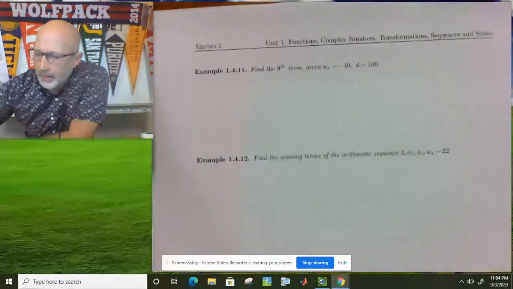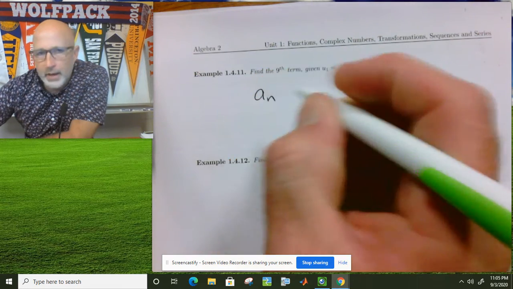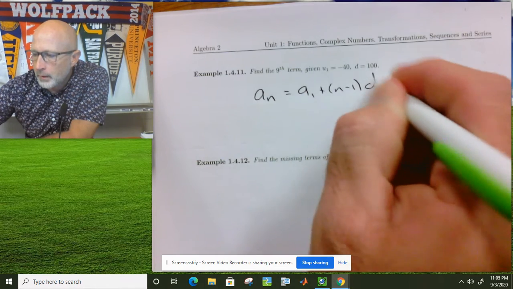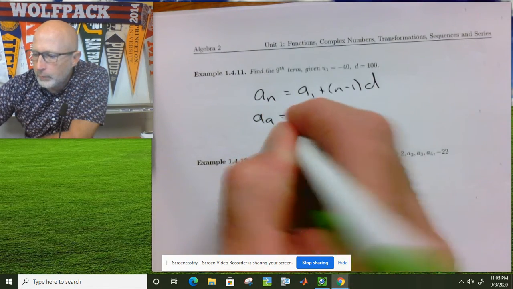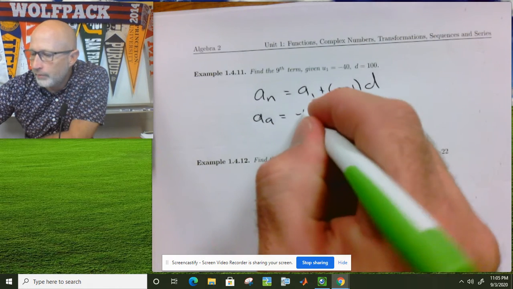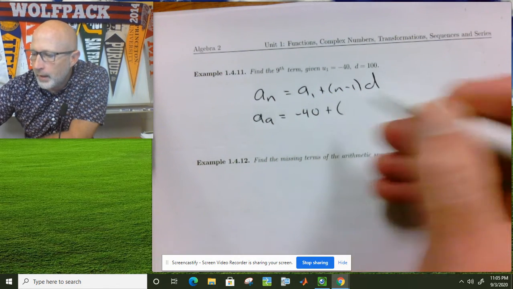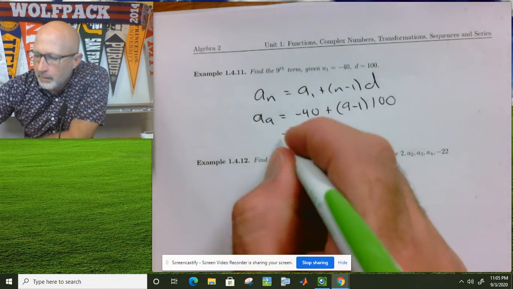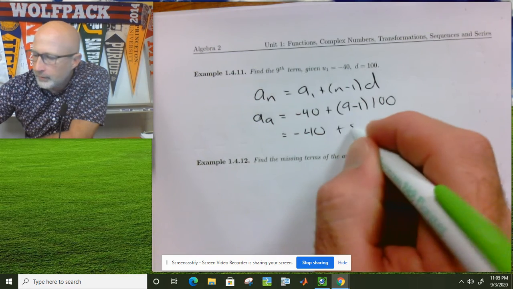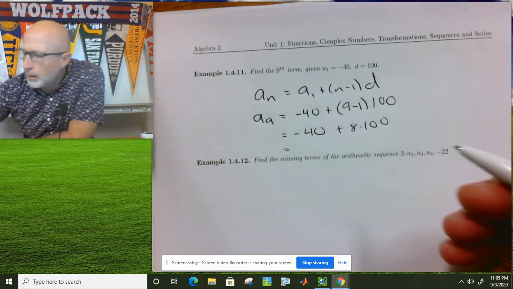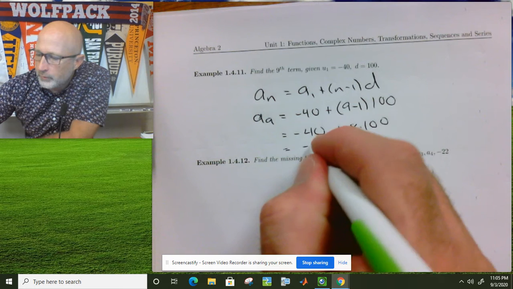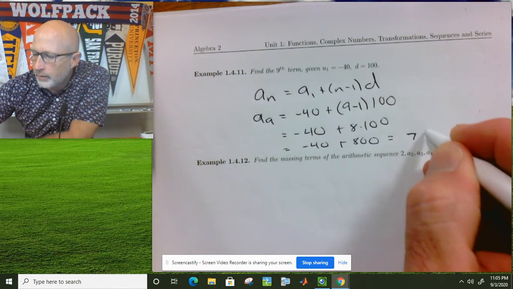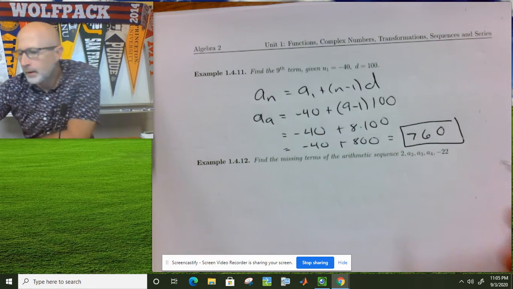Well, hey, I have everything I need to know. If I want to figure out the 9th term, I'm just going to use this formula. So I have a of 9 is equal to a of 1. Oh, but a of 1 is negative 40, plus n is 9, n minus 1 times d, which is 100. So this is negative 40 plus 8 times 100, which is equal to negative 40 plus 800, which is equal to 760. Okay, so pretty simple.